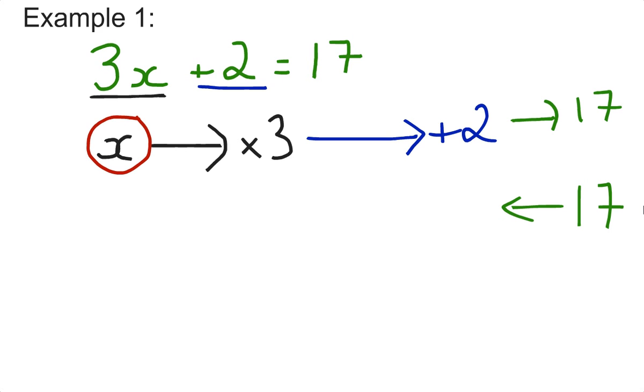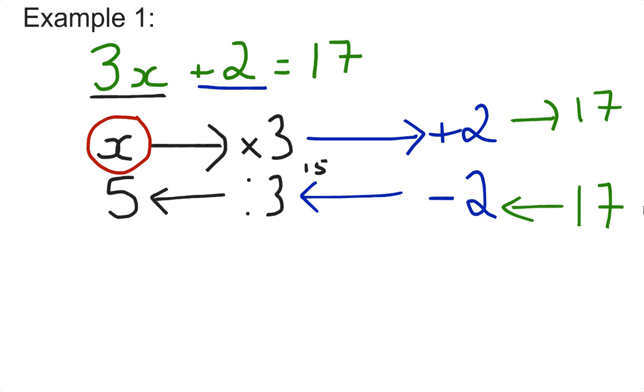So start with 17. Now, because we're working backwards, you have to do everything the opposite way. So instead of adding 4, this time we're going to take away 4. So 17 take away 4 is 13. There just to remind us. And now we're going to do the opposite of times, which is divide by 3. 13 divided by 3 means that x is 13 over 3.